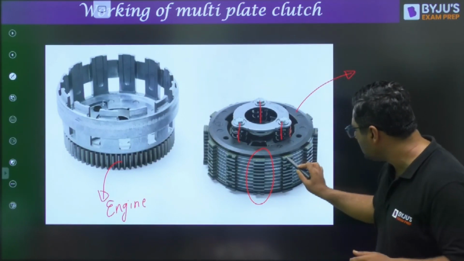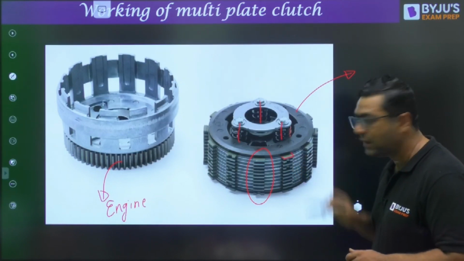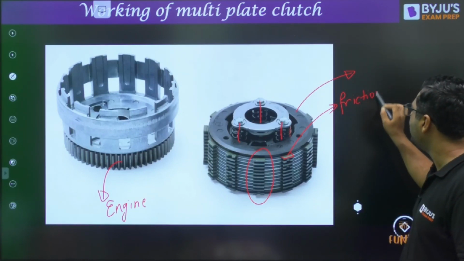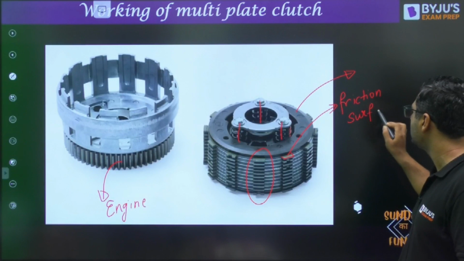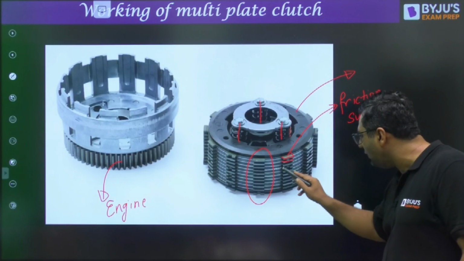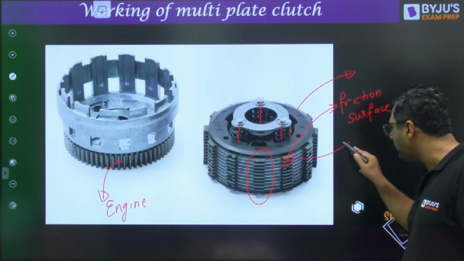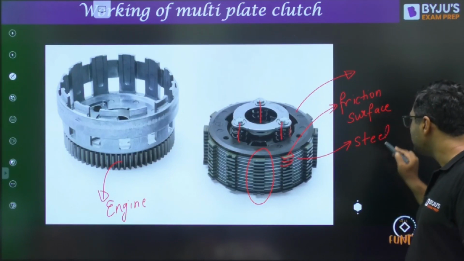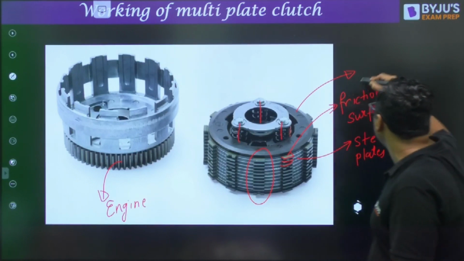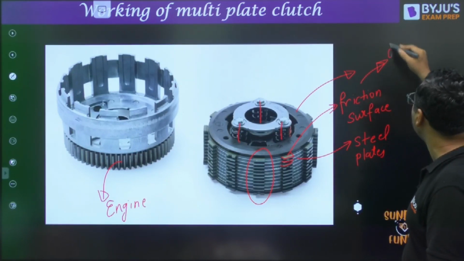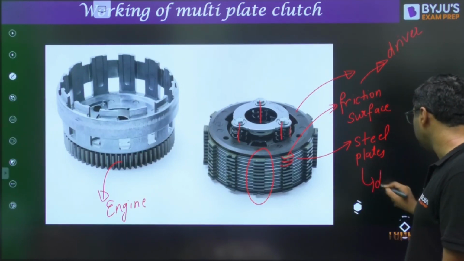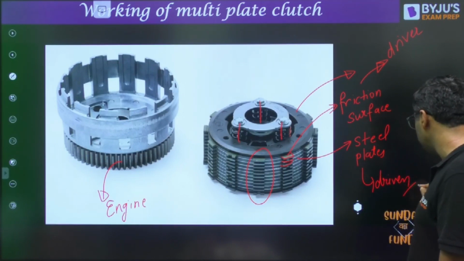So guys, if you see these plates which are having the projection like this, these plates are having the friction surface. Okay. And guys, if you see, these are on the alternate. In between, we also have some other plates. They are the steel plates. So my dear, generally these are connected with the driver shaft, driver assembly, engine assembly. And they are generally connected with the driven one, that is with the transmission assembly.